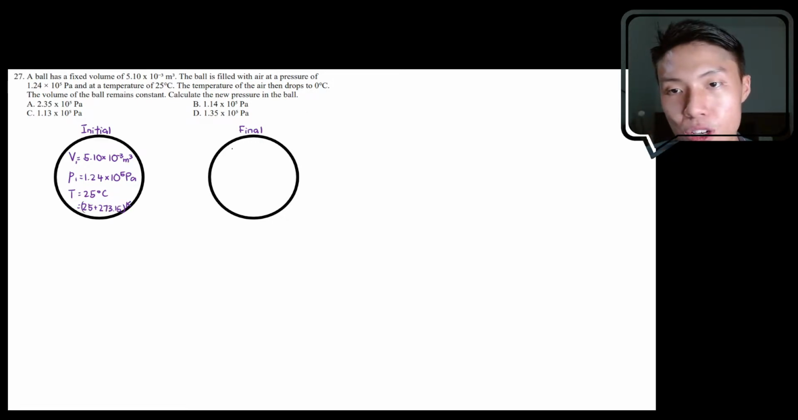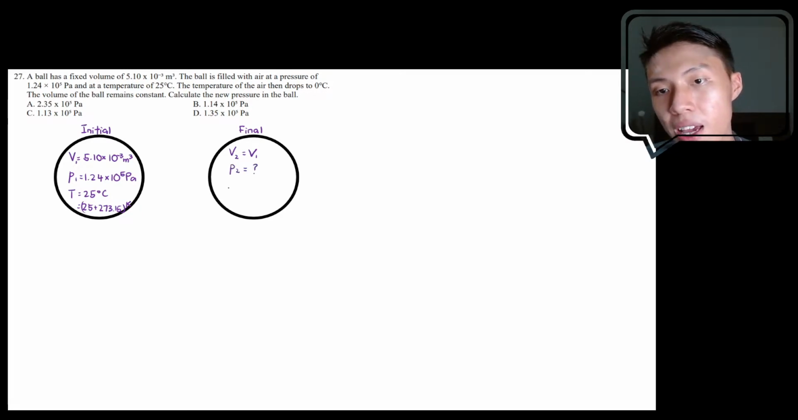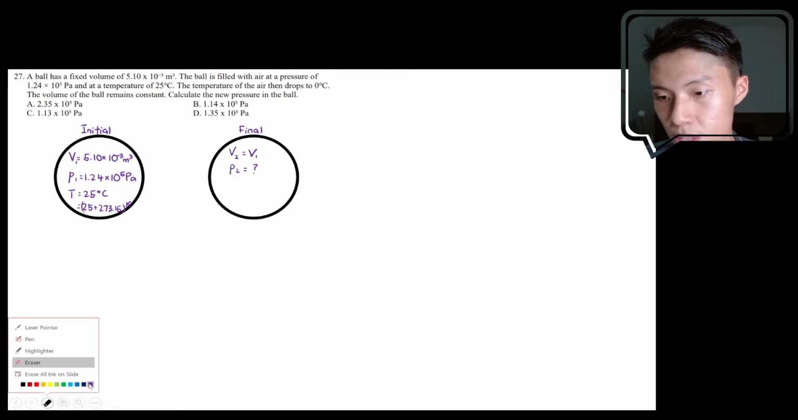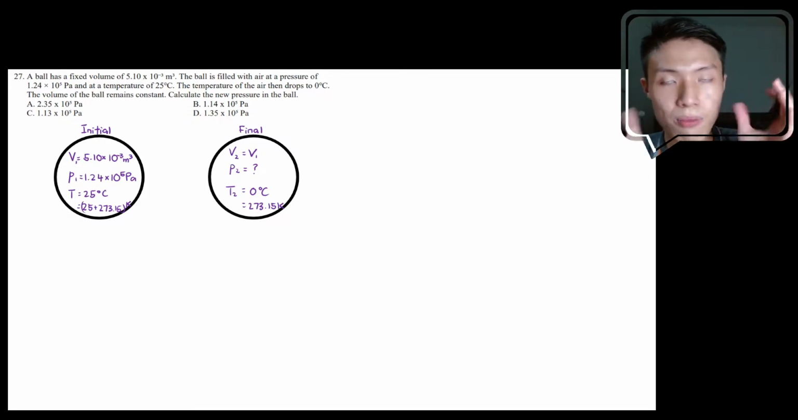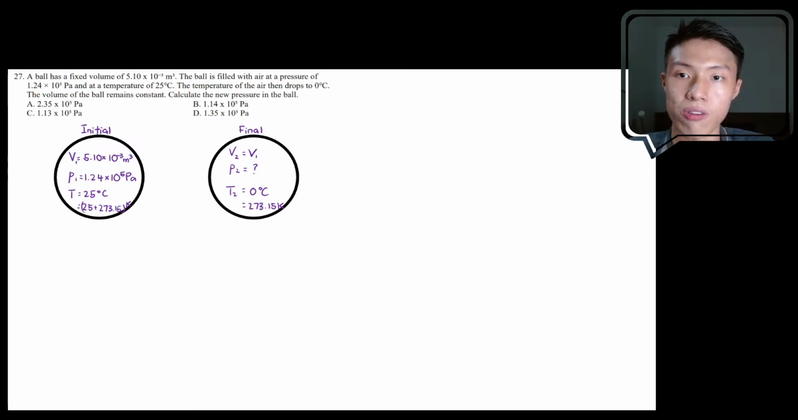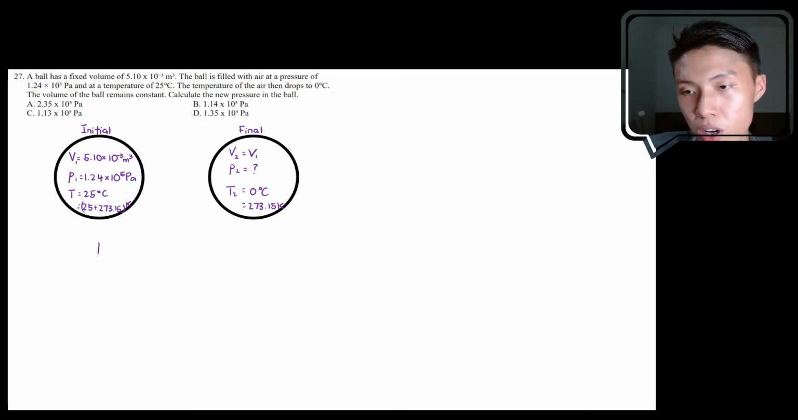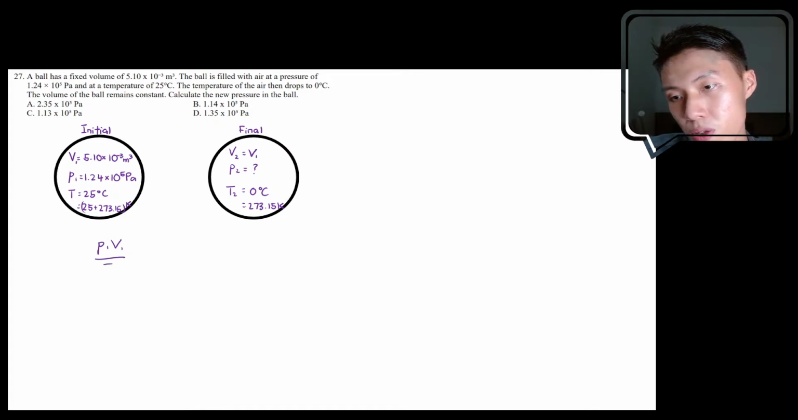For the final situation, V2 will be equal to V1 because the volume of the ball remains constant. Then there will be a new pressure which you are asked to find, and the new temperature should be 0 degrees Celsius. If you convert it into Kelvin, that is 273.15 Kelvin. Now you have two different situations with the same amount of gas but under two different thermodynamic states. What you can do is compare them using P1 V1 over T1 equals P2 V2 over T2.